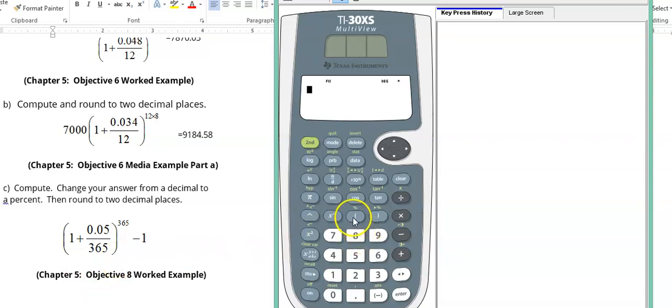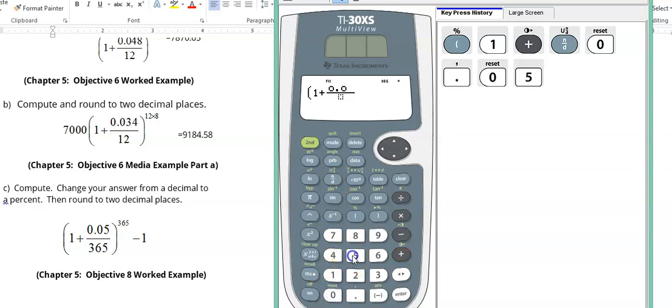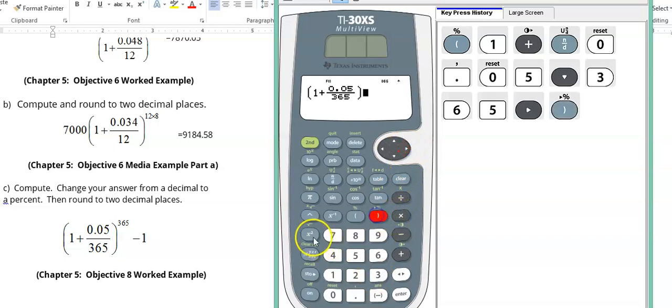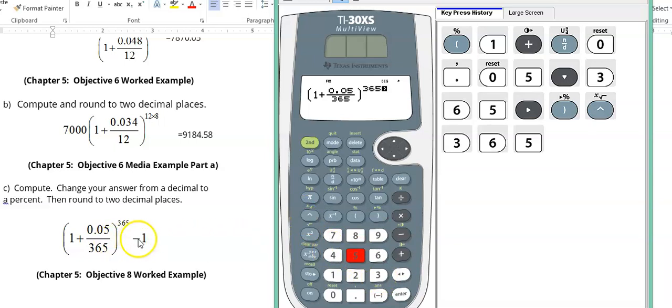Okay, so here, let's put in our parentheses, 1 plus fraction 0.05 over 365. I want to close this out, raise it to the 365th power. Now we need minus 1. Right now it's up in the exponent, so make sure you hit the right arrow until it goes down. And minus 1. Okay. So I don't want to multiply by 100 now. Okay, I want to do it after this is all computed. I could have put that in the formula, but then it'd be a big giant parentheses times 100. It would make it even messier.